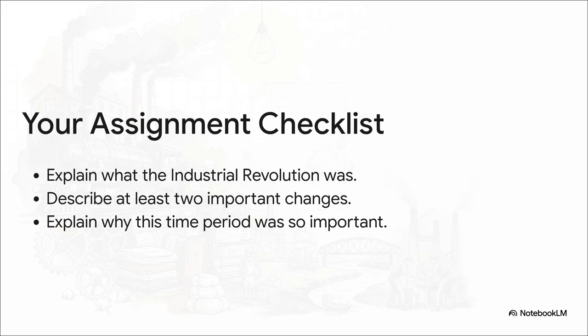Let's take a look. First, we've got to explain what the Industrial Revolution actually was. Simple enough. Second, we need to describe at least two really important changes. You know, things that happen with work or travel or just everyday life. And third, we have to explain why this time was such a huge deal in history. Those are our three main jobs.